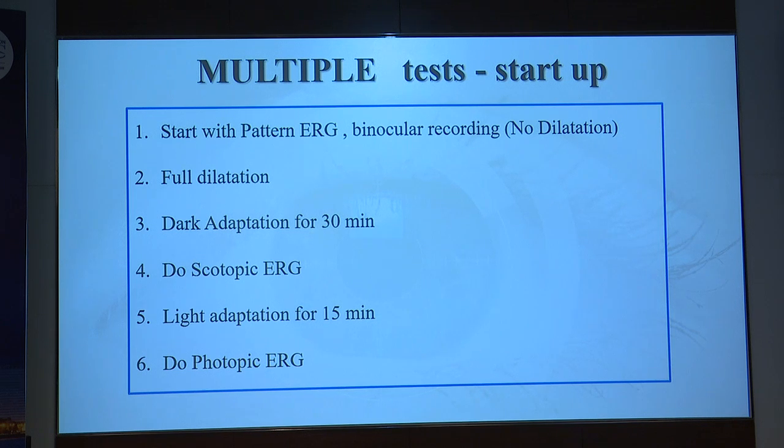If we have to do multiple tests, how do we start? We start with the pattern ERG. It's a binocular recording and dilatation is not required. Then we dilate the patient fully, and then we dark adapt the patient for about 30 minutes and do scotopic ERG. Then again the patient is light adapted for 15 minutes, and then we go for photopic ERG.